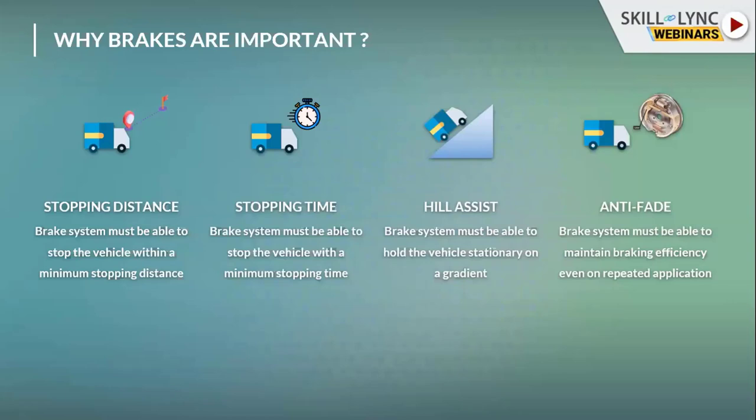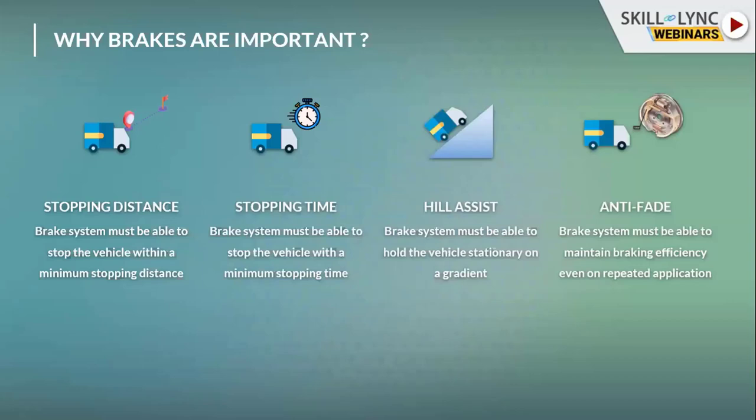Next, coming to the point is stopping time. The stopping distance and stopping time are directly proportional, since as the vehicle is getting stopped in an optimum stopping distance, obviously the stopping time will also be reduced, and it will be directly proportional to the distance. Then comes the hill assist.